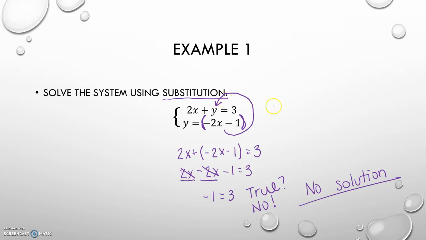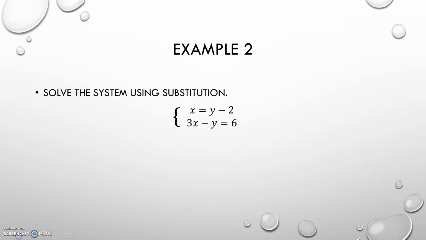If we were to graph this, our lines would end up looking something like this, where they're parallel. All right, let's look at the next one. x equals y minus 2 and 3x minus y equals 6. I have a variable already isolated.